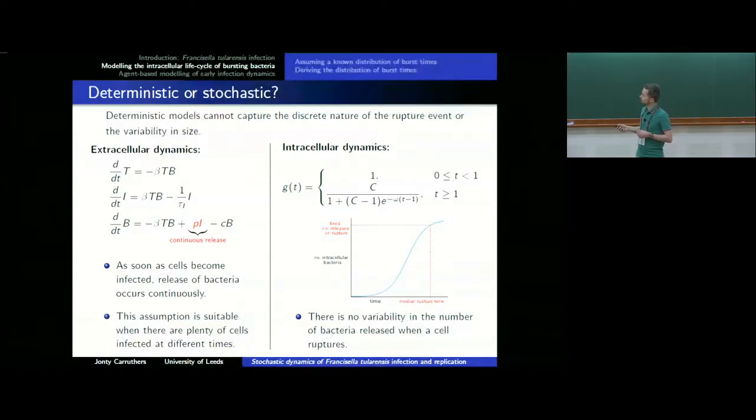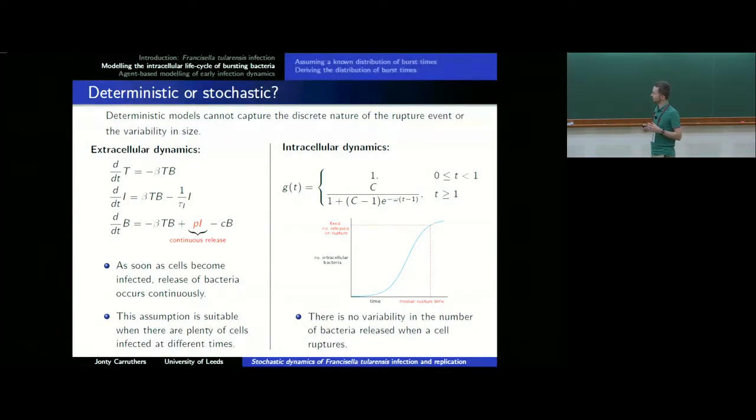When these target cells become infected, they become infected cells, and they'll survive for some period of length, tau I. And then when you look at the equation for the bacteria, we've got this loss due to infection, we might have some loss due to death, but then we also have this production term, which is proportional to the number of infected cells that you have. And so the problem is, if you think about solving this system of ODEs, as soon as you get any kind of infected cell, you're going to get some kind of release of bacteria.